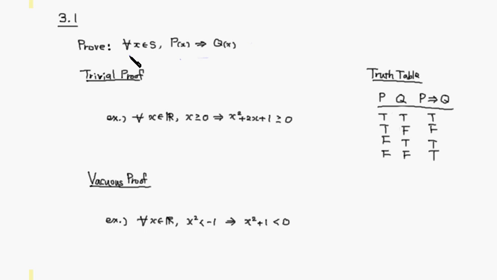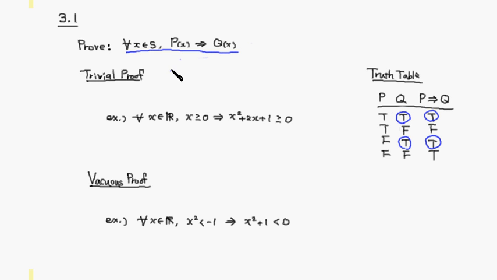Our goal is to prove this statement: for all x in S, P of x implies Q of x. For trivial proof, we need to pay attention to this: when conclusion Q is true, every time the conclusion is true, the implication is always true, right? So we're going to use this fact to establish this statement.